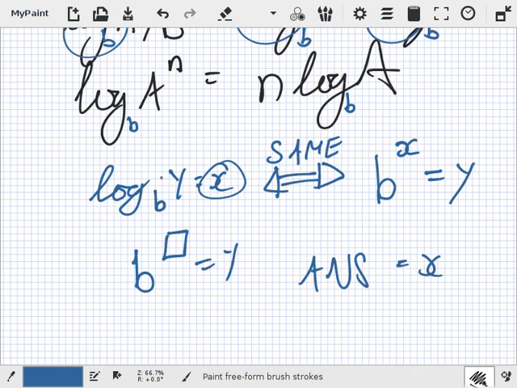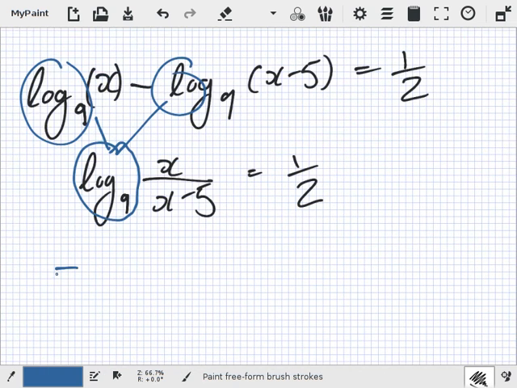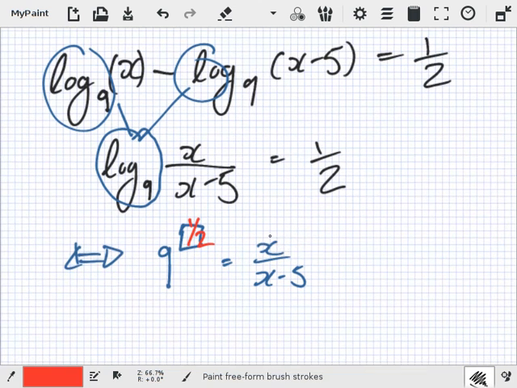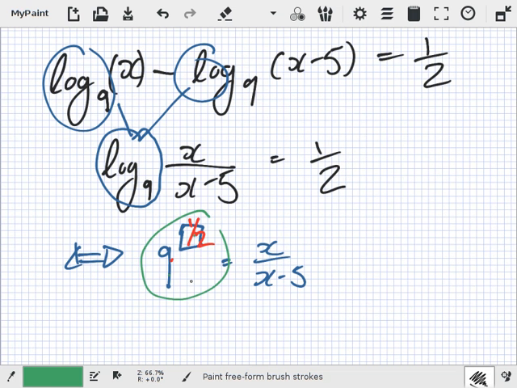So if I go back here, this is like saying 9 to what power gives me x over x minus 5. And the answer is a half. That's what this means. So what is 9 power a half? What is 9 power a half? 3. Very good. 3 equals x over x minus 5.